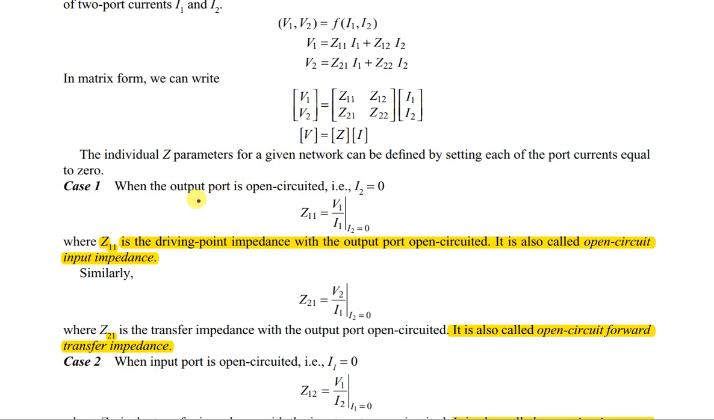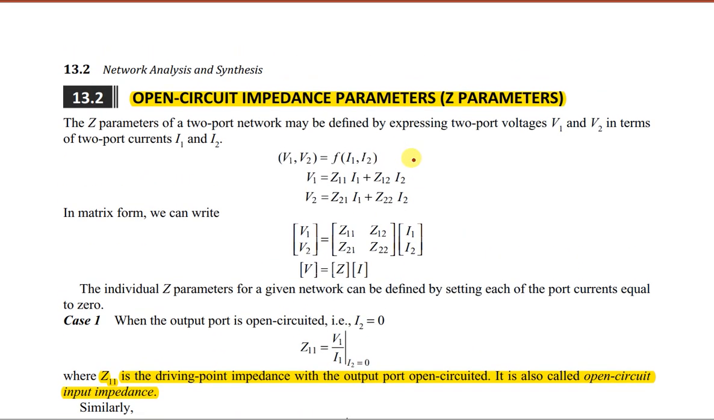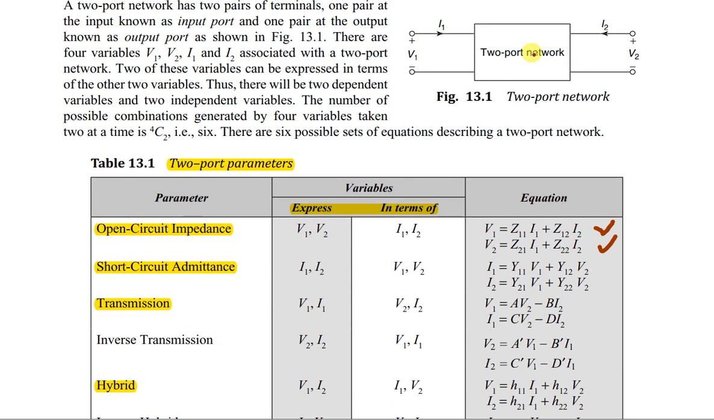So when the output terminal is open circuited, remember this circuit, always you have to remember this circuit, two-port network. If the circuit is open, I2 is equal to 0. If this output terminal is shorted, then V2 is equal to 0. When you short two terminals, voltage becomes 0. When you open these two terminals, current becomes 0. So how to make I2 equal to 0? You have to open it. To make V2 equal to 0, you have to short these two terminals.